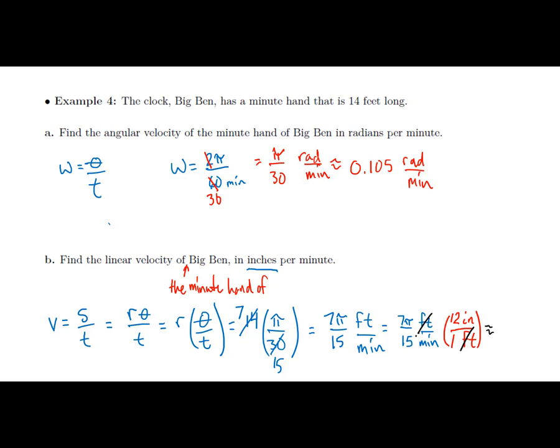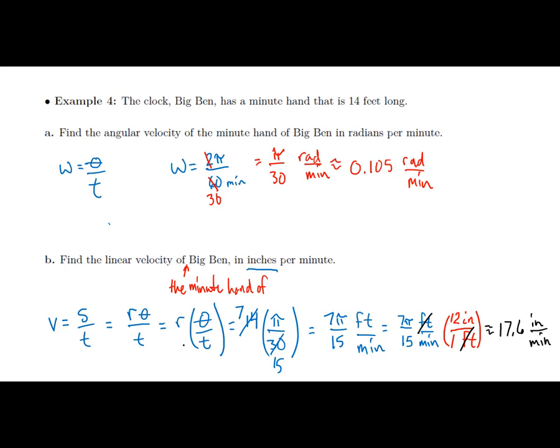So I go 7 pi times 12 divided by 15. And let me just calculate that. So I get about 17.6 inches per minute. All right. So that gives us the answer for both of our questions.